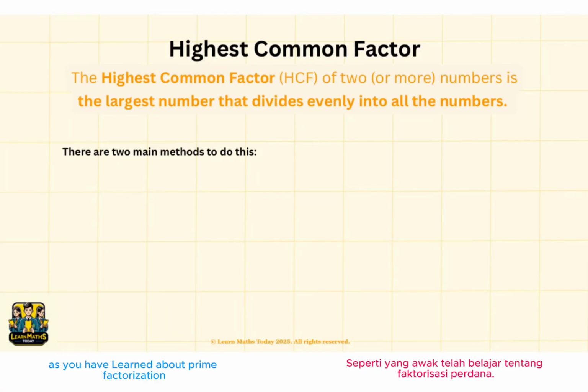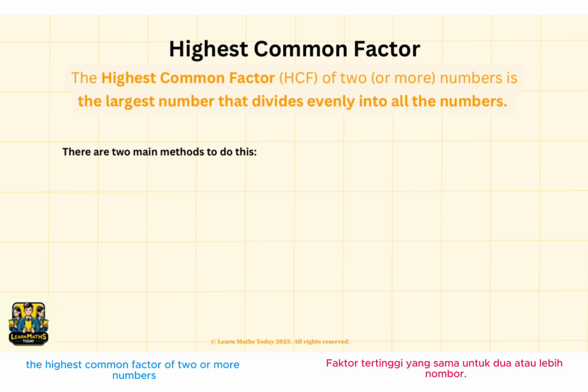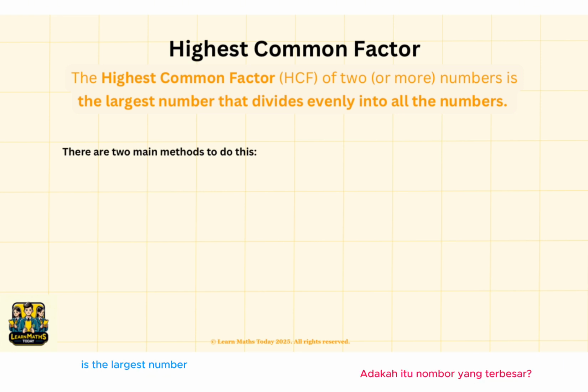As you have learned about prime factorization, it will be easier for you to find the highest common factor, commonly known as HCF. What is highest common factor? The highest common factor of two or more numbers is the largest number that divides evenly into all the numbers.